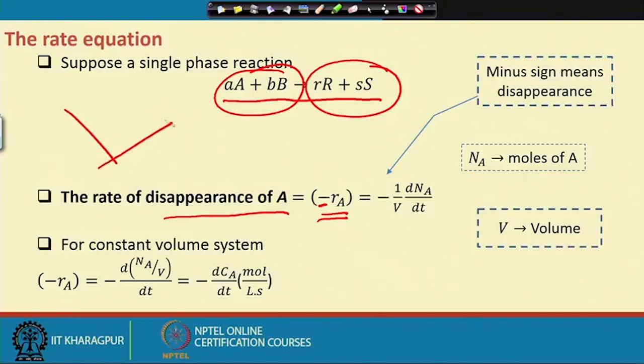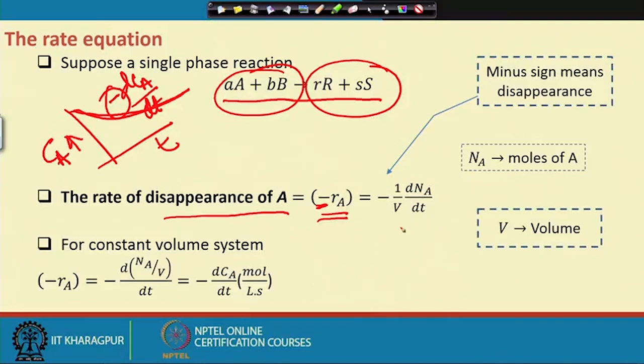Now, if you plot the concentration of product, or the concentration of raw material, the substrate, with respect to time, it will always look like this. And why is it decreasing with respect to time? That means the rate of degradation of CA should always be negative, because it is the negative profile that we have. That is why we have written minus rA.